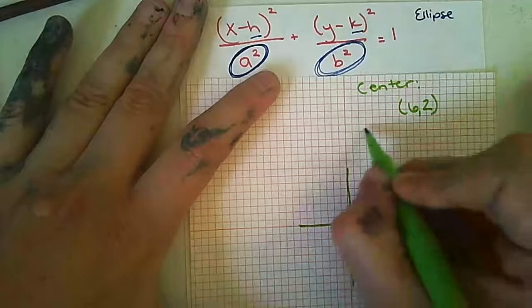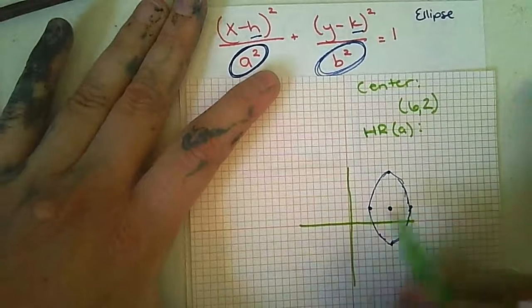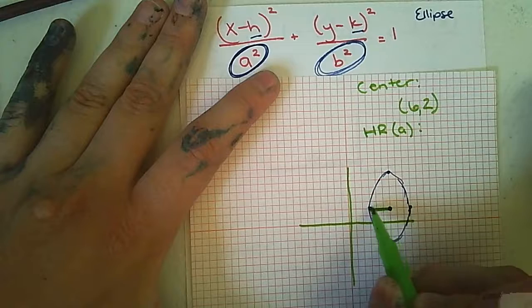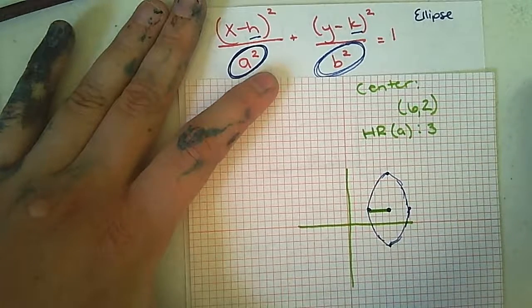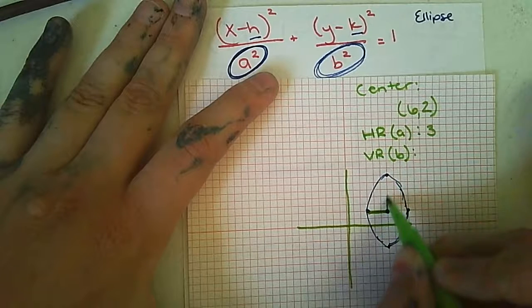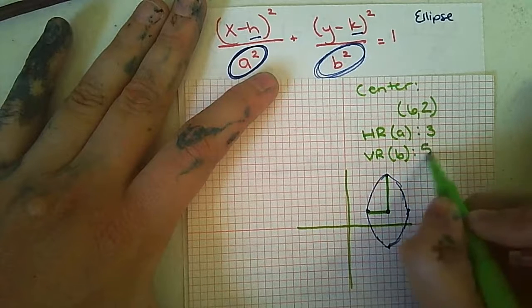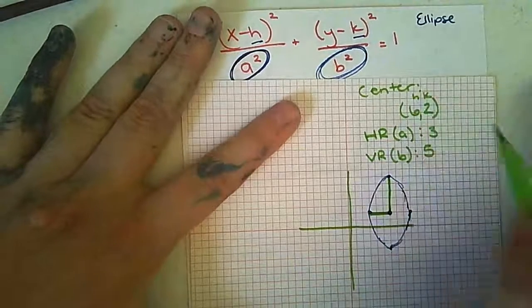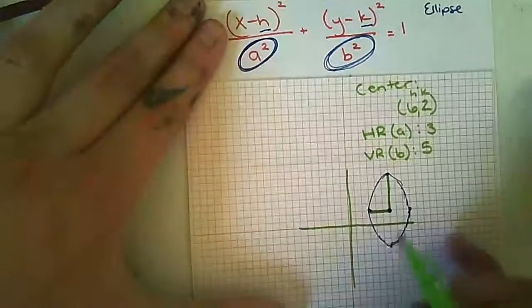Then our horizontal radius, I'm going to abbreviate that as HR, which is our a value. Our horizontal radius is that distance right there. So we have 1, 2, 3 for horizontal radius. And then our vertical radius, that is our b value, remember? Our vertical radius is that distance. So 1, 2, 3, 4, 5. Now we have all of our stuff, our h, our k, our a, and our b. So let's go ahead and plug it into this formula.